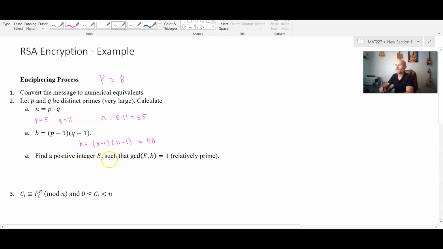Next, we want to find a positive integer e such that the greatest common divisor between e and our value of b, which is 40, is equal to 1. There are many ways to do this. One way is just to pick a prime number that is not a prime factor of 40. So we'll go ahead and choose 7, and so we want this GCD to be 1. So we'll choose e equals 7. So small enough for us to be able to work with on a small scale. Okay, so far so good.